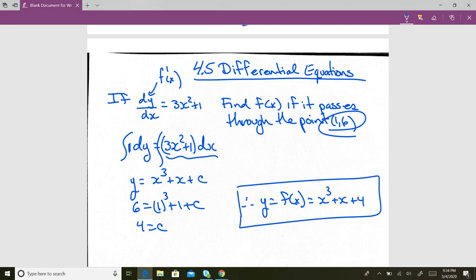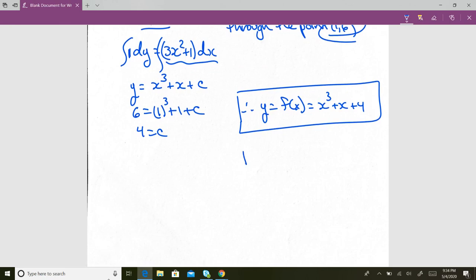Basically, it's saying differential equation gives you the derivative. It's asking you to solve the original function. All right, some questions to do for that for page 301, numbers 27, 29, 43, 45, and 63.